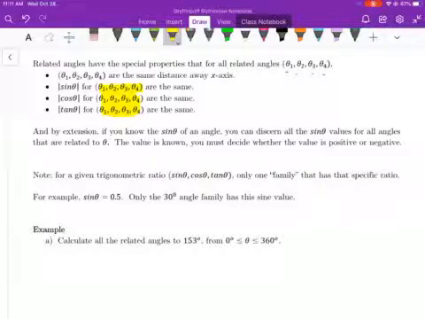And by extension, if you know the sine theta of an angle, you can get the sine theta values for all angles that are related to theta. You just need to pick apart which ones are positive and which ones are negative.